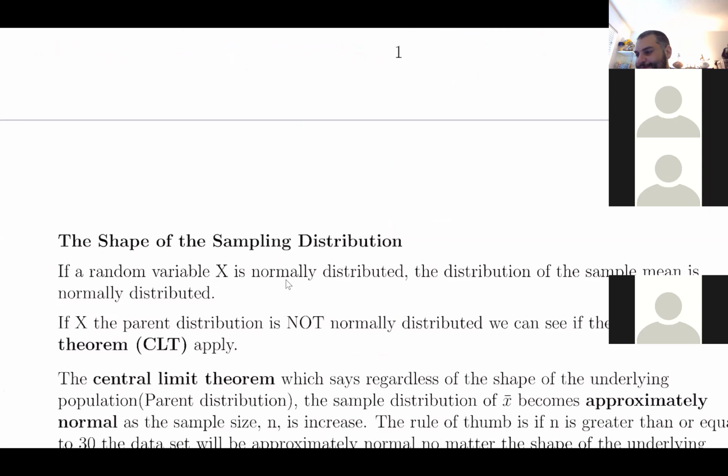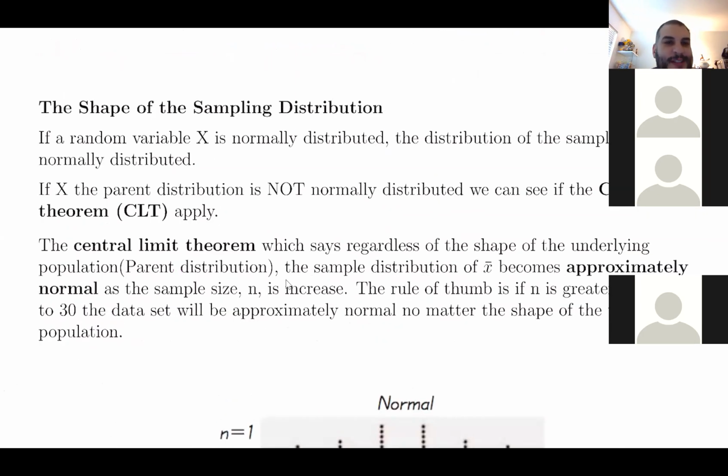Let's get started. All right. So this is the central limit theorem. The central limit theorem, we only apply if our data set is not normally distributed. Because if I already know my data set is normal, there's no need for the central limit theorem, because we only use it if we want to say something is approximately normal. If I already know something is normally distributed, whatever sample we take, it should also be normally distributed.